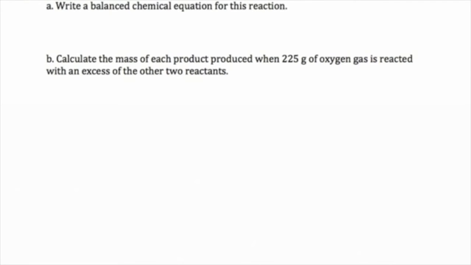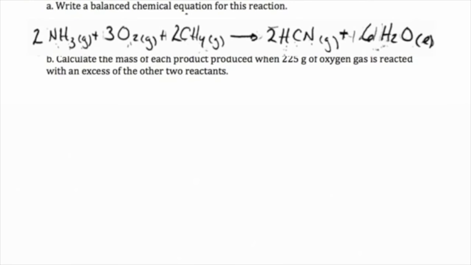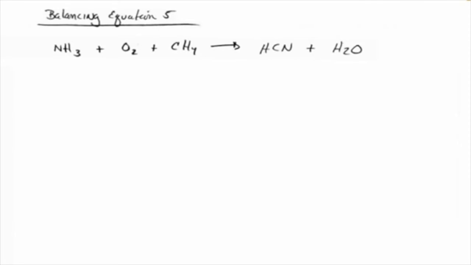When ammonia gas, oxygen gas, and methane gas are combined, the products are hydrogen cyanide gas and water. First, write the balanced equation for this reaction. This is a very nasty equation to actually have to balance, but this is the correct answer for this problem. 2 ammonia plus 3 oxygen gas plus 2 methane gas produces 2 hydrogen cyanide gas and 6 water. These equations balance relatively easily.